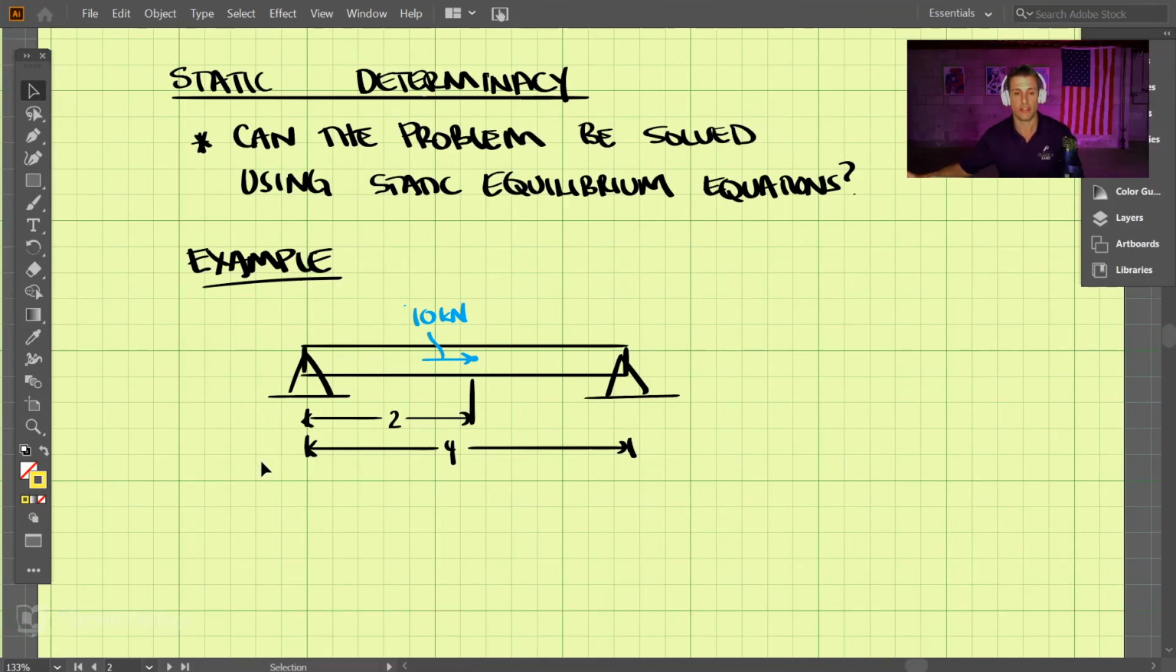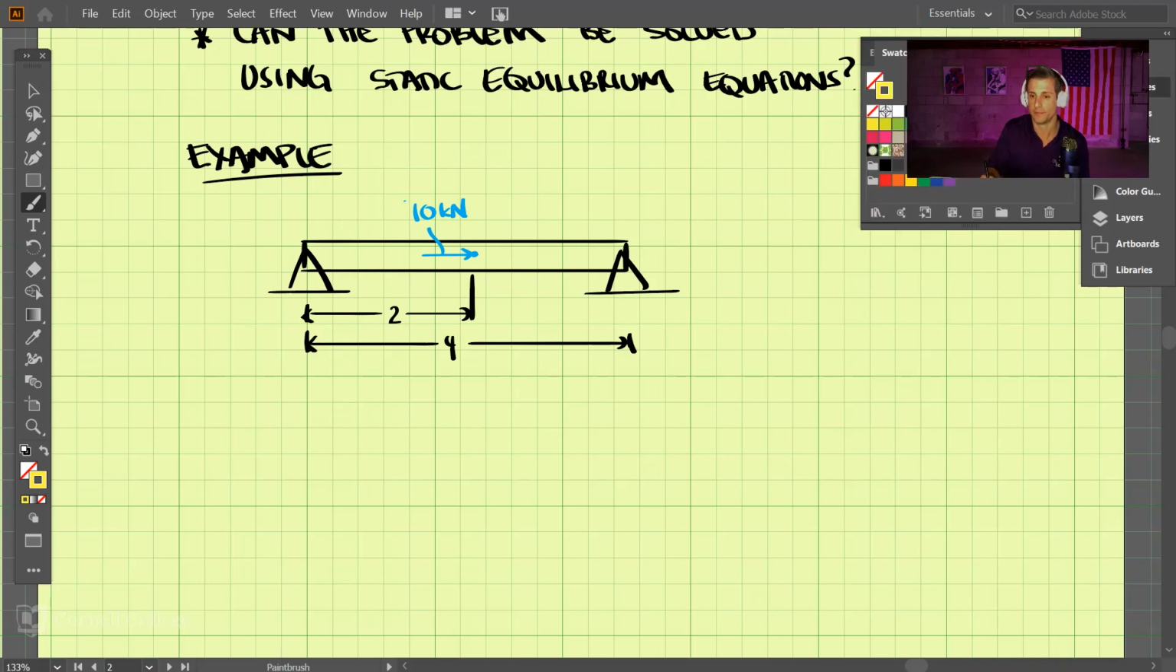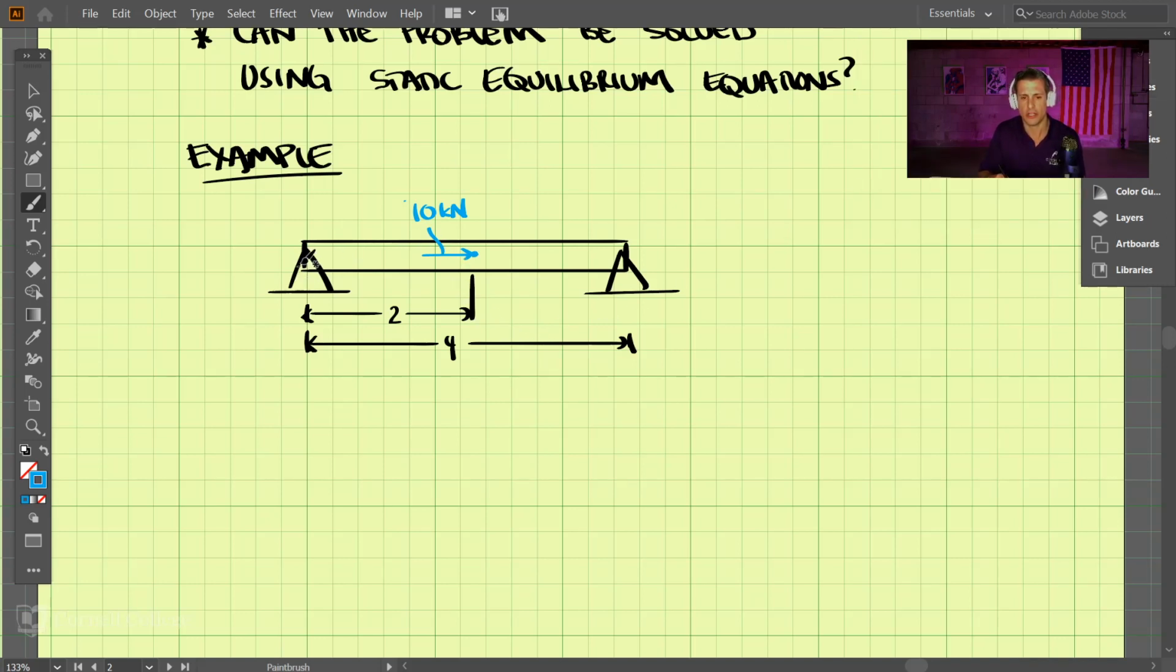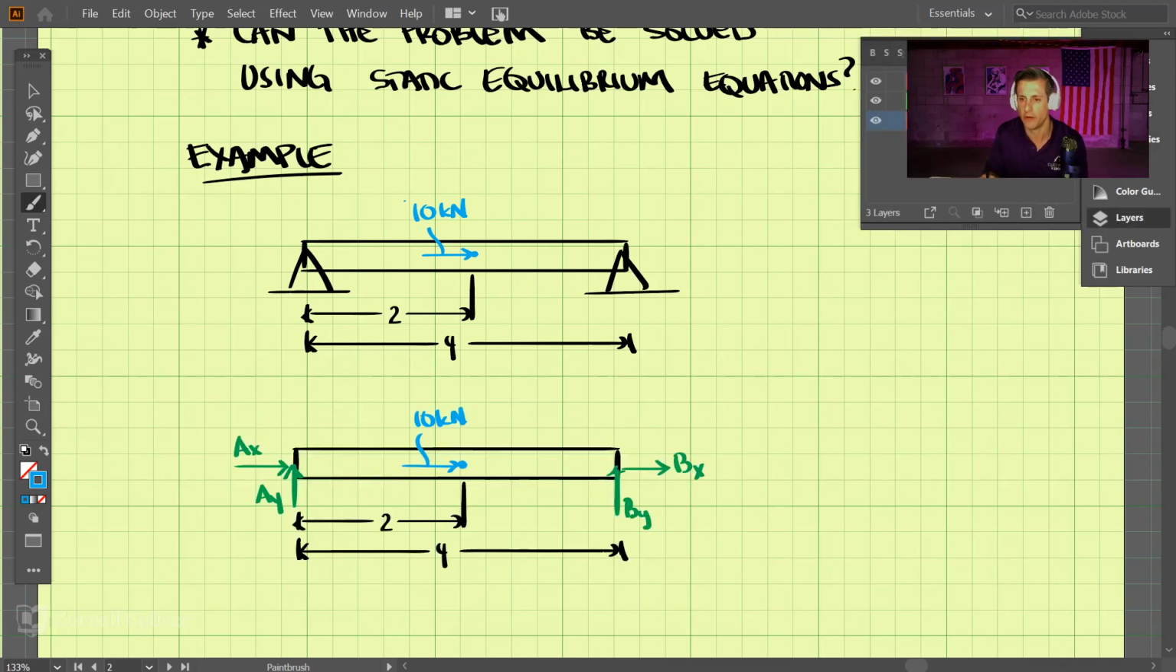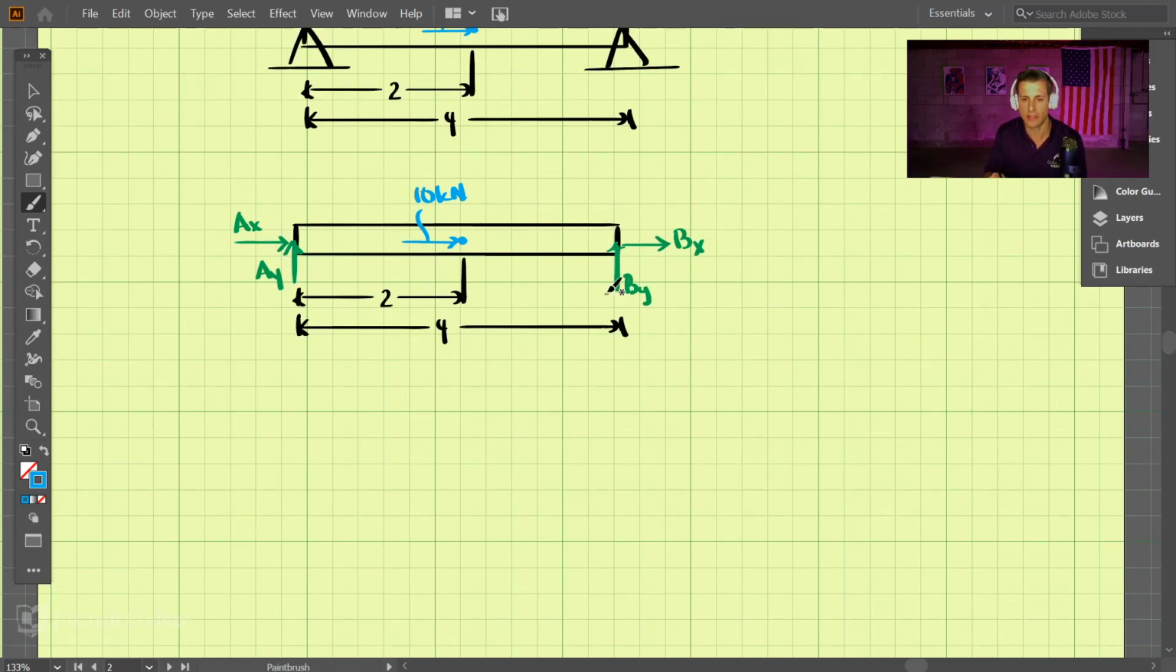So we have this beam here, and the beam has a loading on it of 10 kilonewtons there. And it's pinned at two locations, at its two ends, and this 10 kilonewtons is right in the middle of this. So let's draw our free body diagram by removing the supports and then putting our forces in for the supports. Okay, so I think I have that done already. Let's take a look. All right, there we go. So we have AY, AX, and BY, BX for the two supports on both sides.